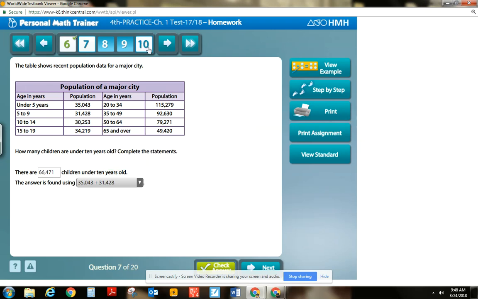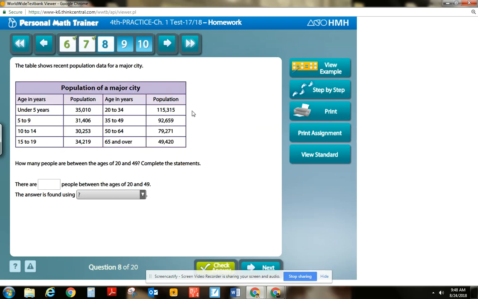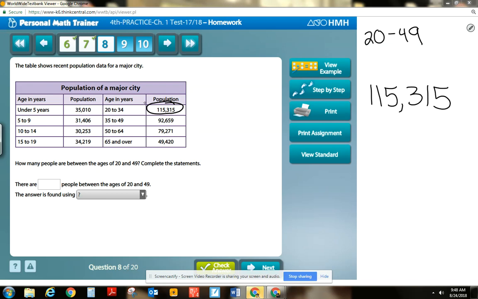All right, last question for now, right? We're on question 8. Well, here's the same table again. That's nice. So I don't have to rewrite it. The table shows recent population data for a major city. Okay, same table as before. How many people are between the ages of 20 and 49? So 20 to 49. So 20 to 34, I'm going to use that number. 115,315. And then it says to 49, so here's 49. I got to include these guys too.